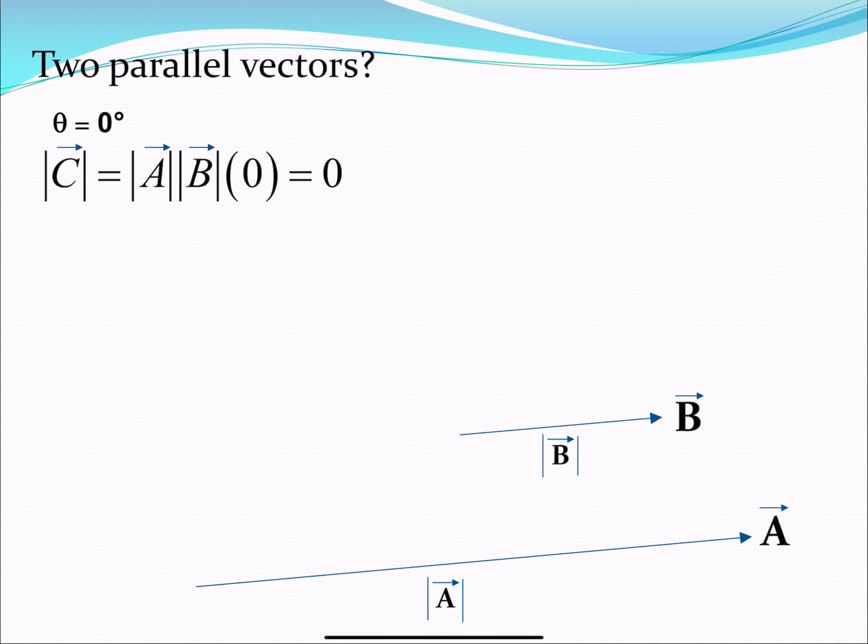The sine of 0 degrees is equal to 0. And then we find that the magnitude of the cross product of the two, vector C, is 0. So in fact there cannot be any cross product, or we can say that it's equal to 0. So when two vectors are parallel, the cross product is equal to 0, and it comes from this definition.